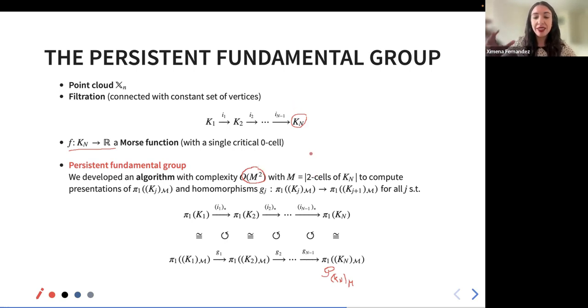Then what I realized is that a slight modification of this original algorithm, with the same complexity, allows you to compute the presentation of the fundamental group of all the previous Morse complexes in your filtration, and also allows you to compute the morphisms between these group presentations, all these morphisms. So with the same complexity, you can compute everything. The complexity depends on the size of the biggest complex.